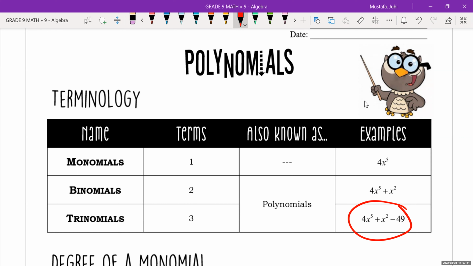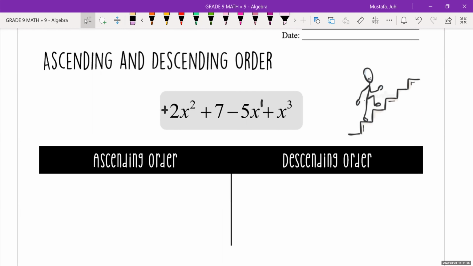We're going to talk about ascending and descending order. You guys, when you are ascending stairs or a hill or a mountain, are you going up or are you going down? Good. So when we're talking about ascending, it means we're going up. When you're descending down a mountain, are you going up or down? Down. Okay.